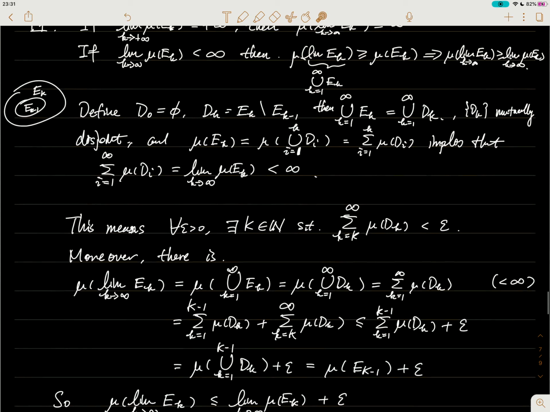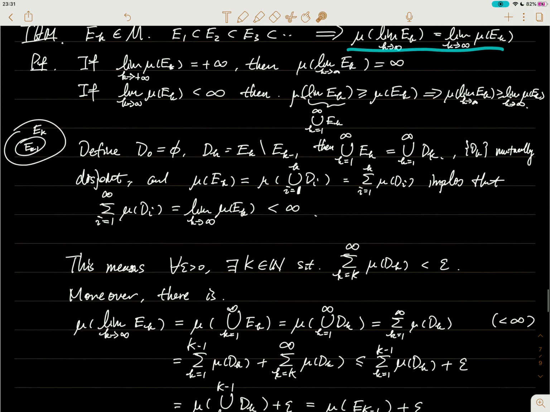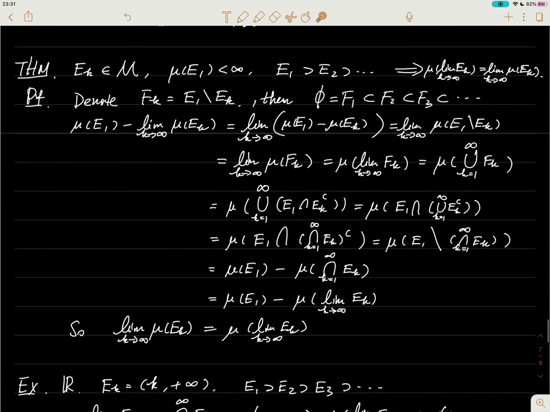But it doesn't matter in the previous theorem. If it's increasing, that doesn't matter. The worst case is that they're both tending to infinity. Okay? But this will always hold. You can exchange the limit and the measure. But for the decreasing case, remember that you should have at least one of them to have finite measure for this exchange to work.